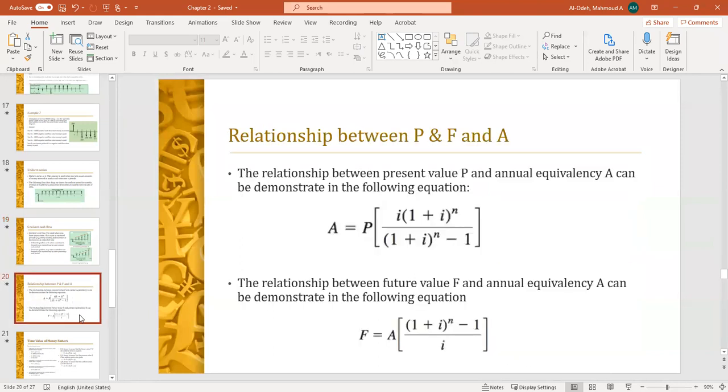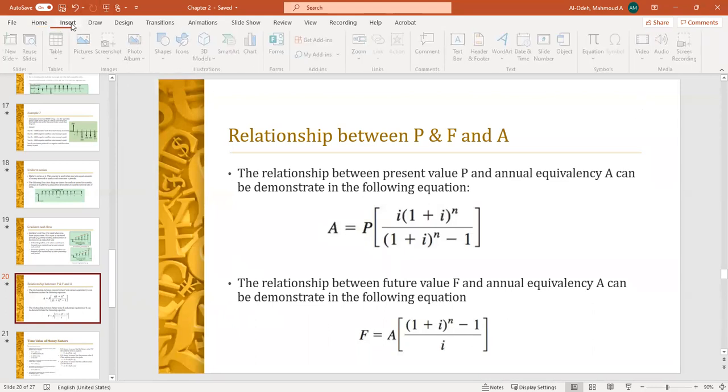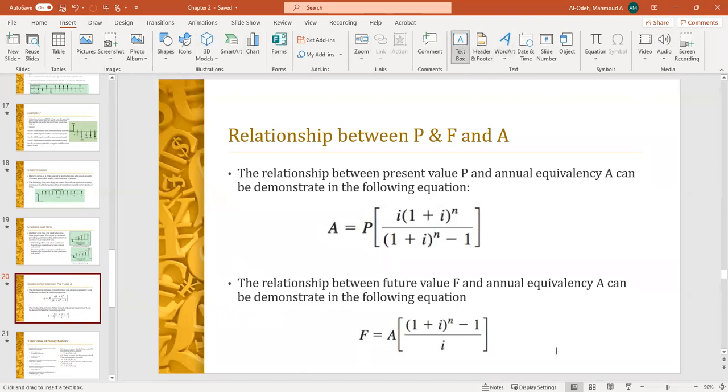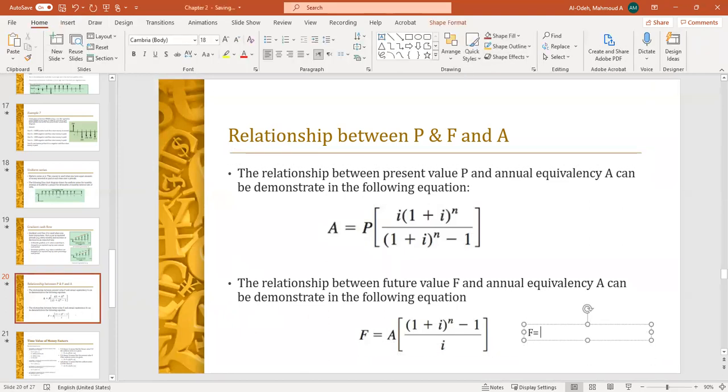And now what we're going to show you here are the equations that give the relation between A and P, F and A, and we've learned about another parameter, the relation between P and F, which is F equal to P times (1 plus i) to the power of n. I'm going to write it down here so you can remember it, because this is the main equation that we're going to use.